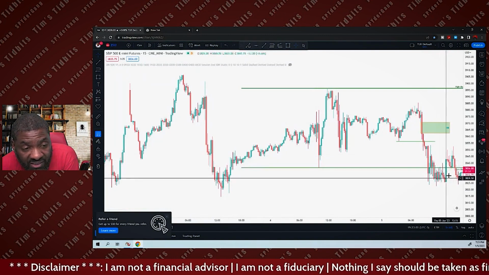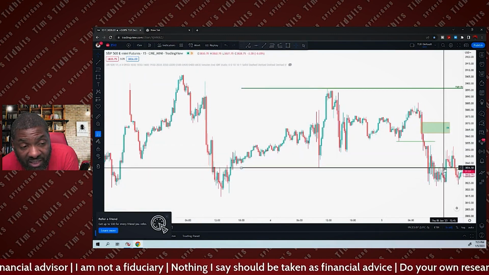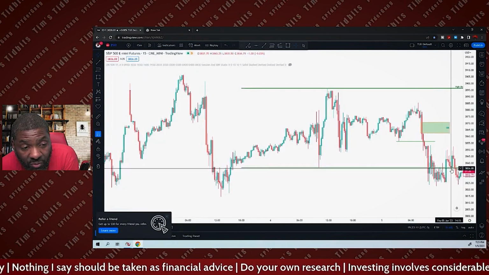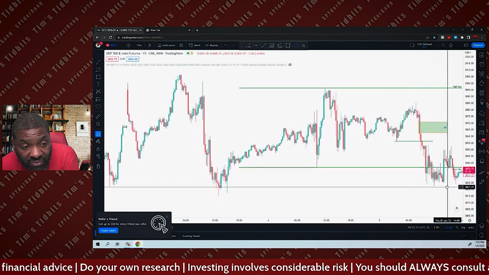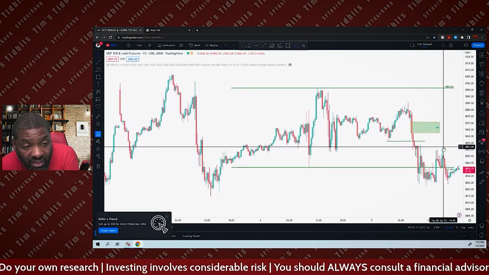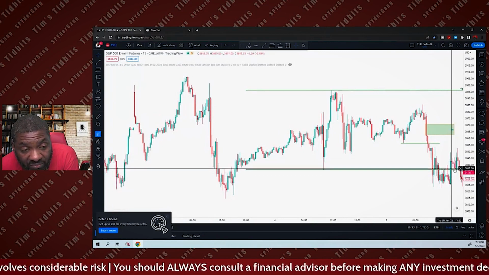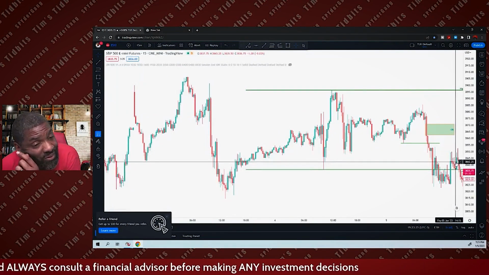But this is a bullish setup right here, right? But look, it only gave you from this to that before it reversed. You see what I'm saying? Like I say, this was a bullish setup. This could have been good for a quick scalp, right?